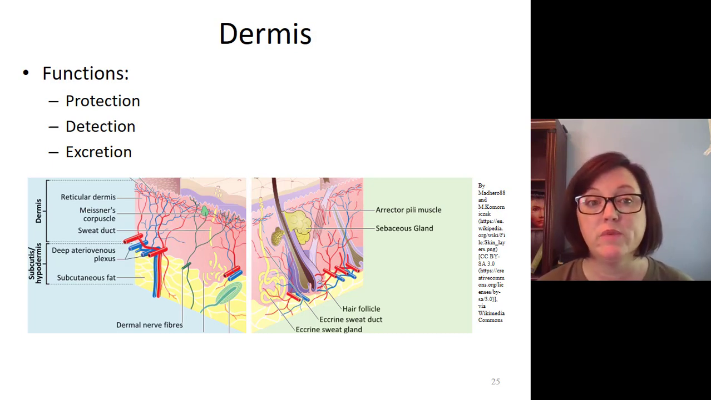The dermis is also involved with excretion, not a lot, but a little bit. So there are some compounds that are put into sweat, which are excreted to the surface of skin, such as lactic acid and salt.